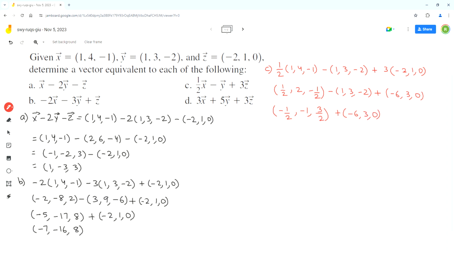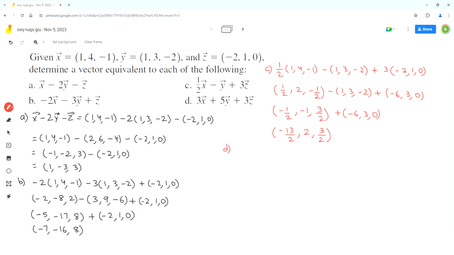Now we can add these two vectors, and for that we should add their x, y, and z components. So negative half plus negative 6 is equal to negative 6.5 or negative 13 over 2. Negative 1 plus 3 is equal to 2, and 3 over 2 plus 0 is equal to 3 over 2. So this should be the final answer for part C.